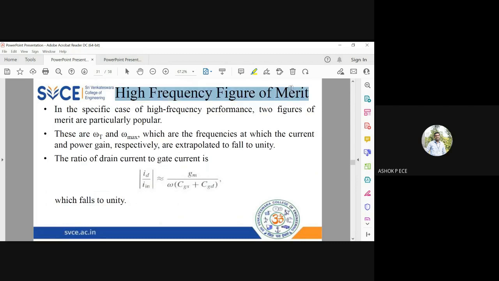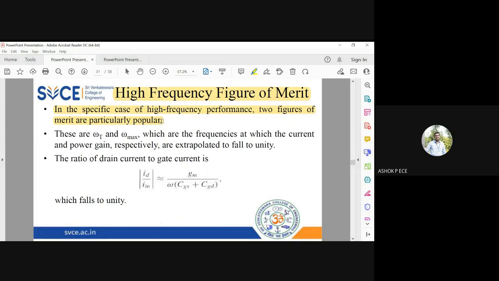And high frequency figure of merit. So how can you say that my MOSFET is going to work very well at very high frequencies? So what parameter do we account for? For that, there are two high frequency figures of merit available for MOSFET.